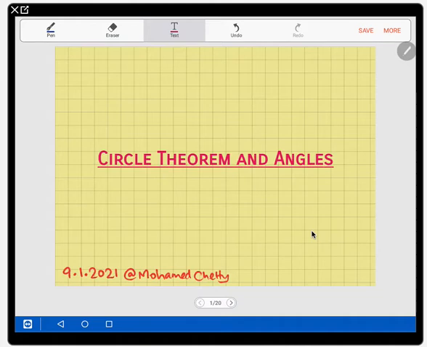Today I'm going to cover the circle theorem and angles. This is a popular topic in both the Cambridge exams and the GCSE exams, whether it is AQA or Edexcel. Okay, so let's start.